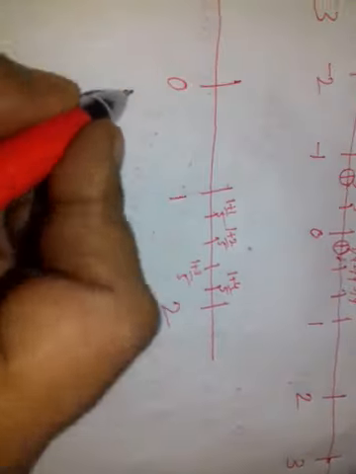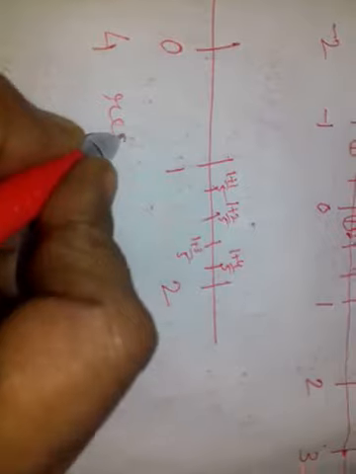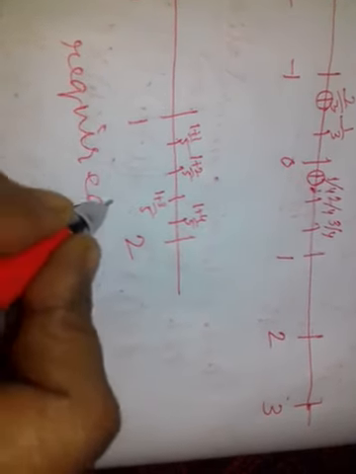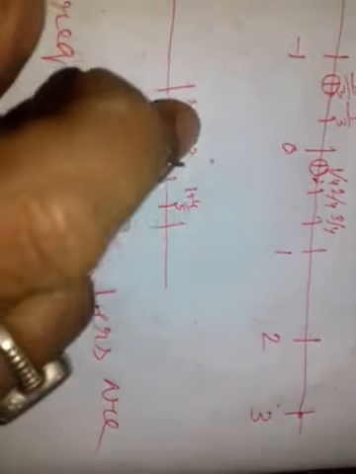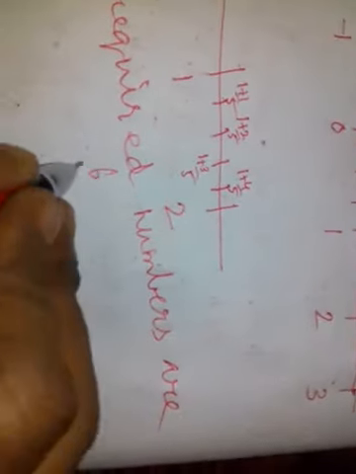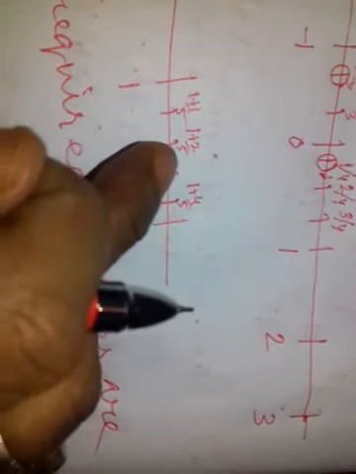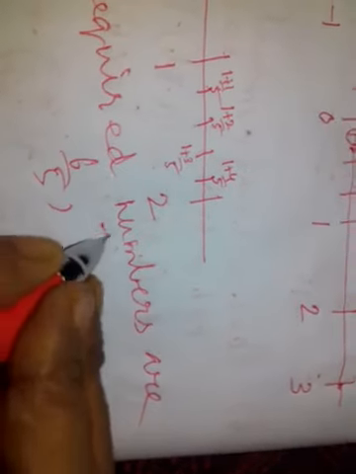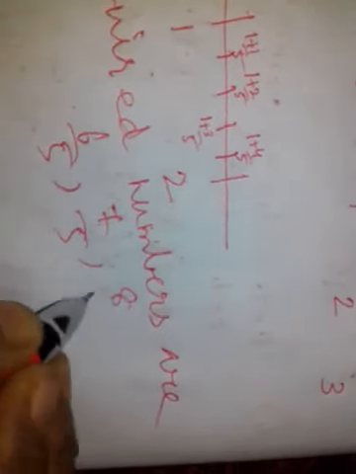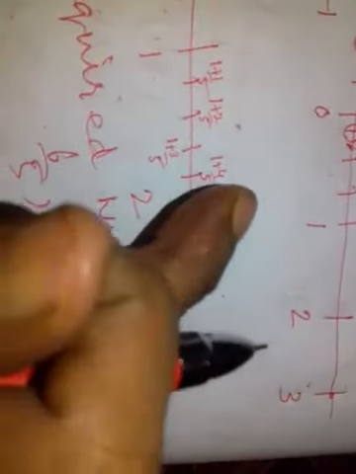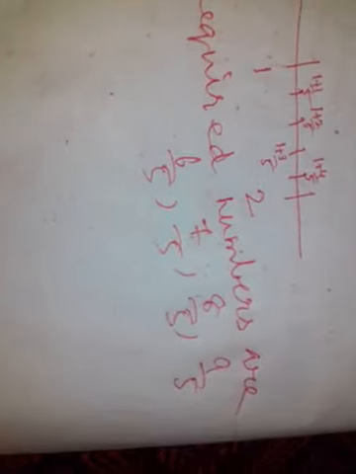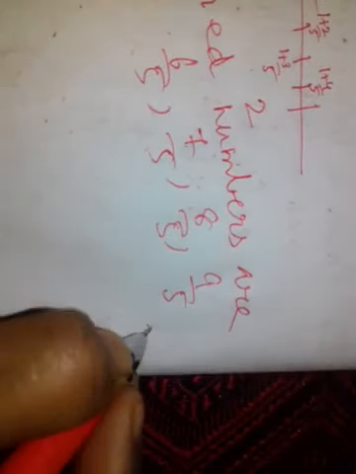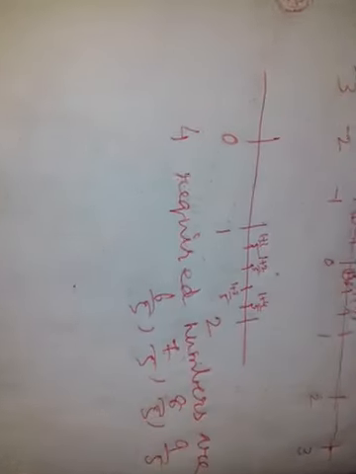So the 4 required numbers are what? 1 plus 1 by 5, that is 6 by 5. 1 plus 2 by 5, 5 ones are 5 plus 2, 7 by 5. 1 plus 3 by 5, that is 8 by 5. 1 plus 4 by 5, that is 9 by 5. So the required numbers are 6 by 5, 7 by 5, 8 by 5, 9 by 5. This is the answer. Clear?